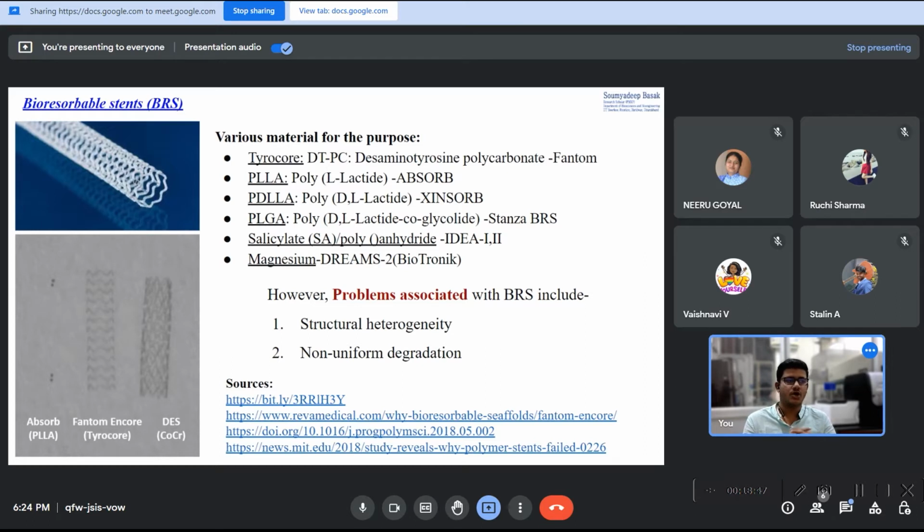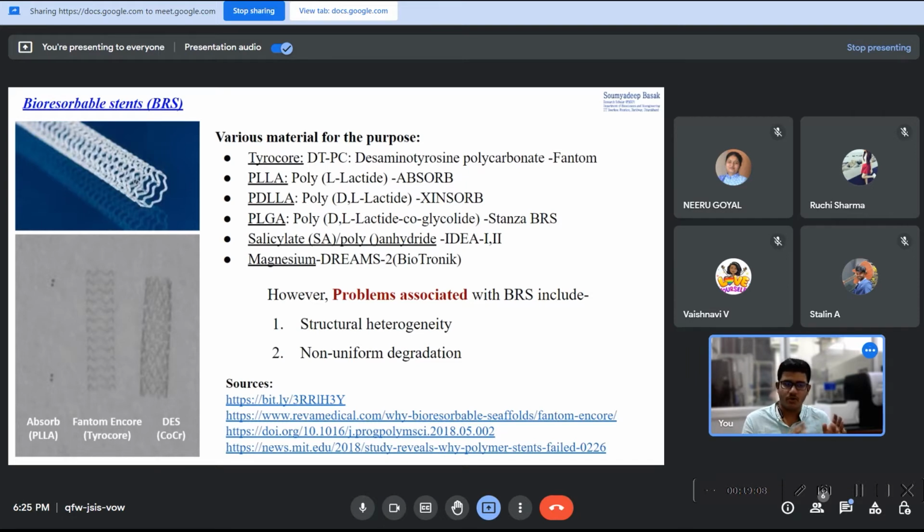Secondly, there is a non-uniform degradation rate. Because of this heterogeneity in their structure, the degradation rate also changes. Some part of the stent, for example here, starts degrading faster, and ultimately there is a slower degradation. Because of this non-uniform degradation, the stent might break away and its application will be lost.